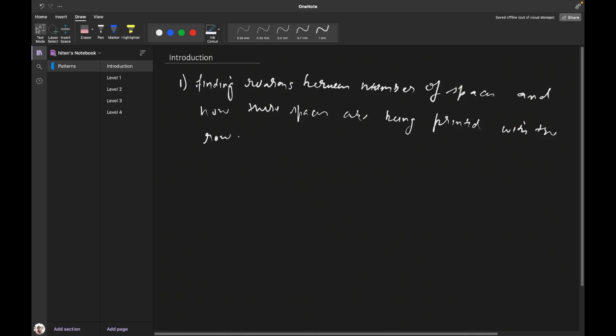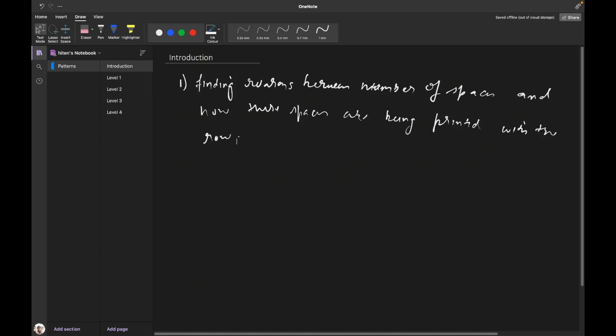a pattern comprises two components. The first component is the spaces, that is, how many spaces are being printed, and the second component is the elements that are being printed other than the spaces. That element could be a star, any number, any alphabet, anything apart from space. If you just change the location of these two, that would change the whole pattern.